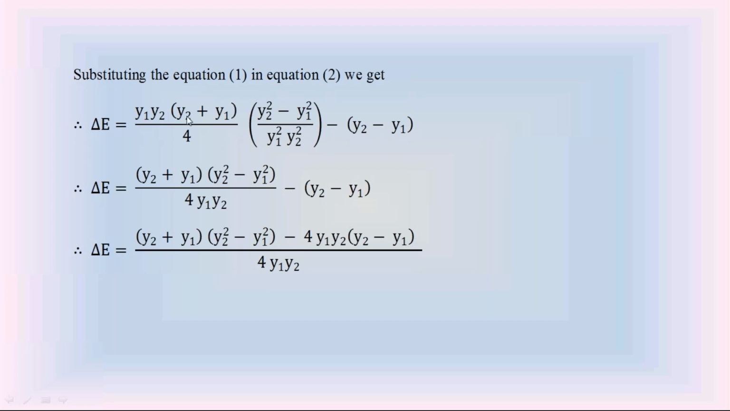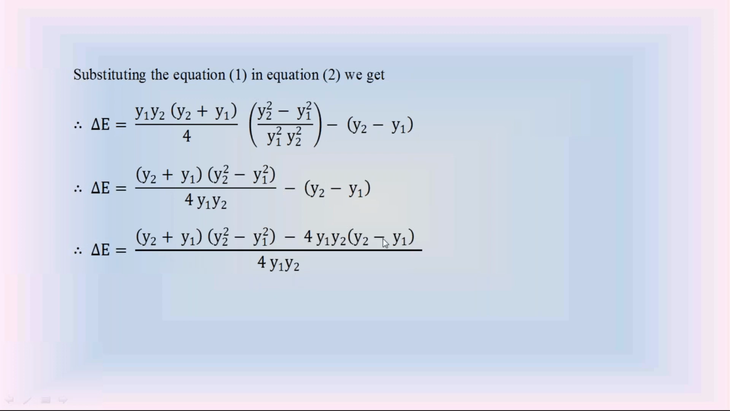Then in this right hand side, cancel Y1 Y2 first. Cancel in the first term Y1 Y2 first. Then this first term becomes Y2 plus Y1 into Y2 square minus Y1 square divided by 4 Y1 Y2, minus of Y2 minus Y1. Then take 4 Y1 Y2 as LCM for the entire right hand side. Then this right side becomes Y2 plus Y1 into Y2 square minus Y1 square minus 4 Y1 Y2 into Y2 minus Y1, by 4 Y1 Y2.